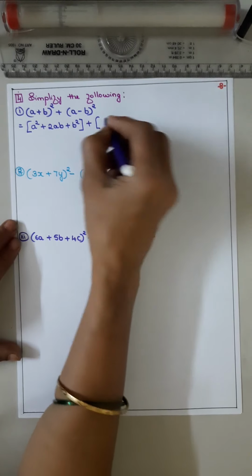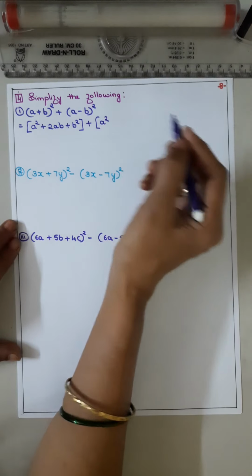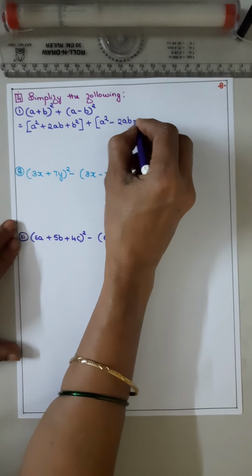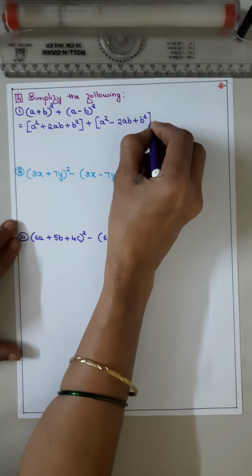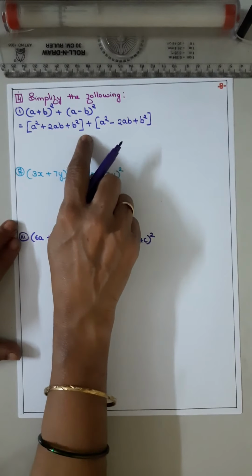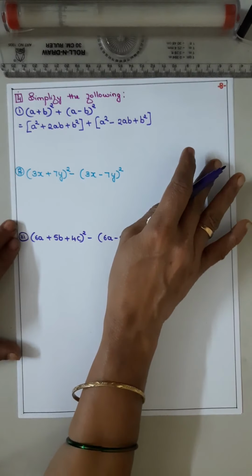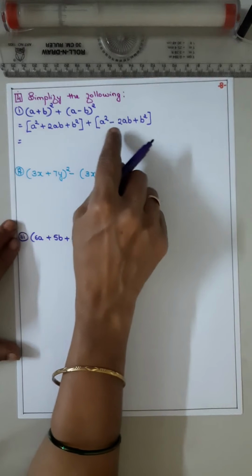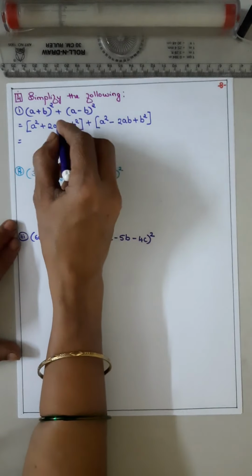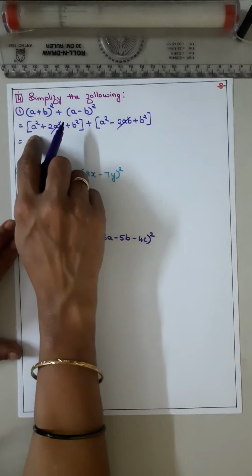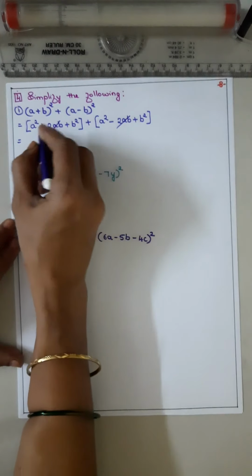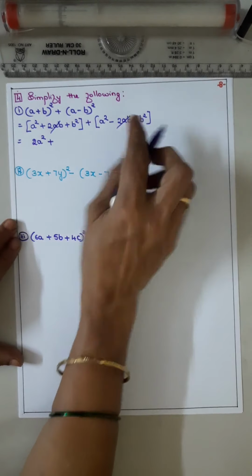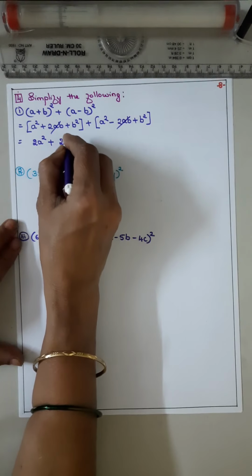plus bracket open (a − b)² will be a² − 2ab + b². Now this is plus, so the signs will be the same. So directly you can do it: 2ab − 2ab, they get cancelled. It will be a² + a², that is 2a², plus b² + b², 2b².